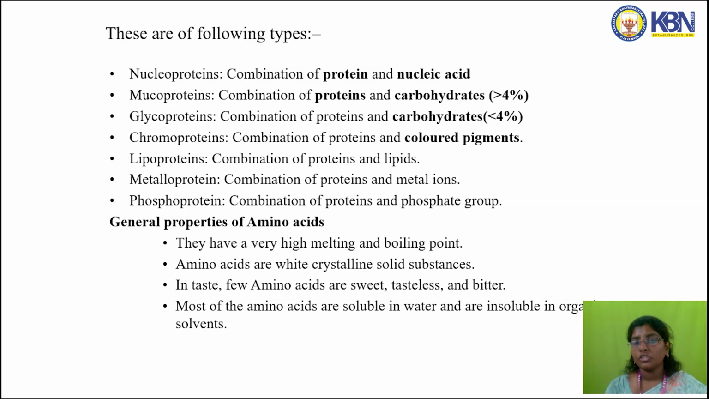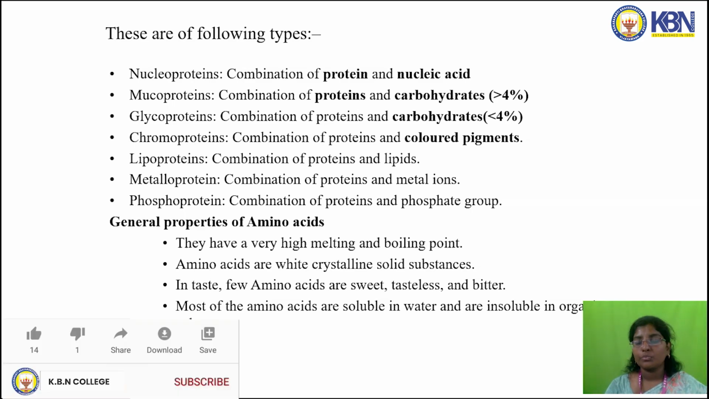Chromoproteins is the combination of protein with colored pigments. Chromo means color, and lipoproteins are protein with lipids, and metalloproteins with metal ions, and phosphoproteins the combination of proteins with phosphate group. What are the general properties of amino acids?